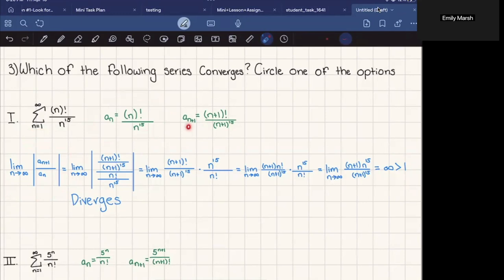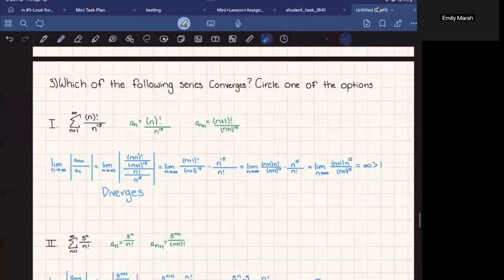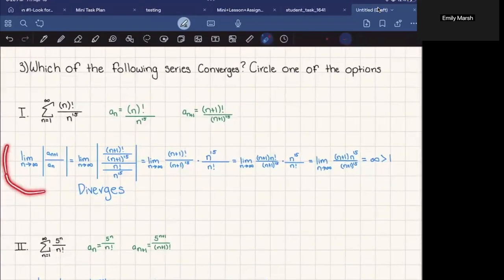And then our a sub n plus 1 is going to look a little different because we're going to substitute n plus 1 into n. Thus, we have a sub n plus 1 is equal to n plus 1 factorial divided by n plus 1 to the 15th power. So what we're going to do here is we're going to take the limit of the absolute value of a sub n plus 1 divided by a sub n.